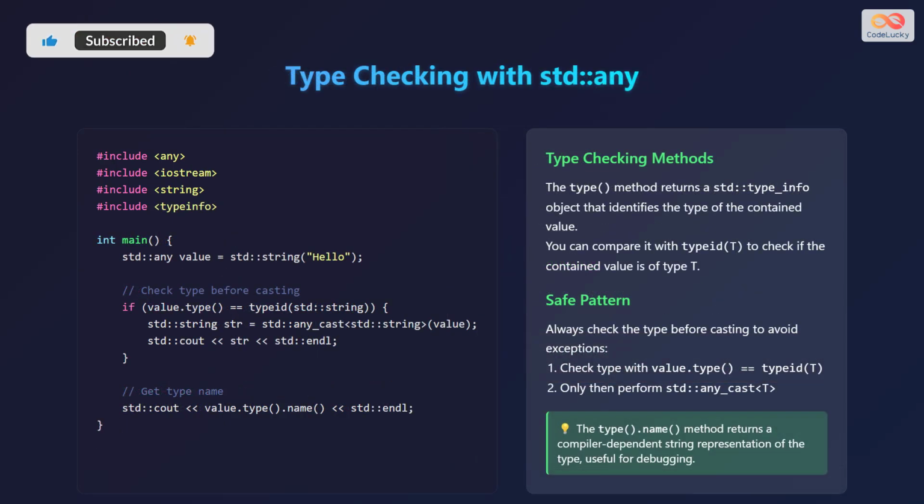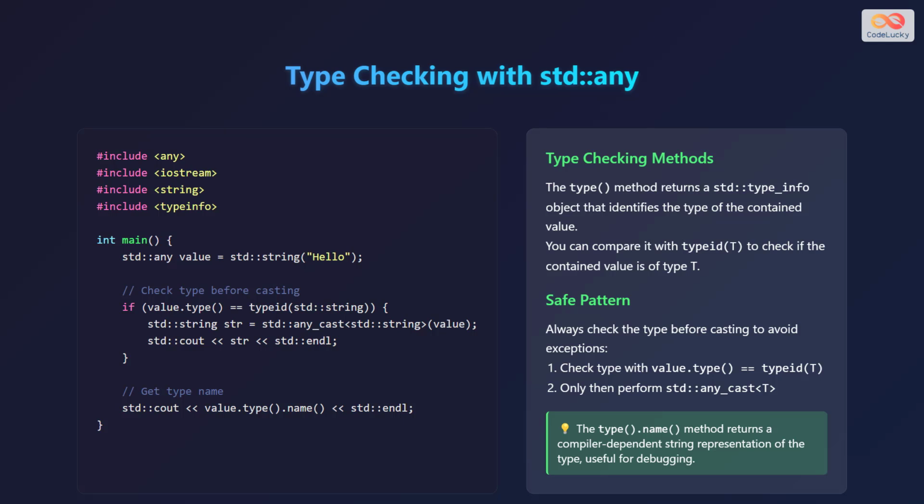Type checking with std::any. This example demonstrates how to check the type of a value stored in a std::any object before attempting to cast it. We include the any, iostream, string, and typeinfo headers. We create a std::any object named value and initialize it with the string hello. Before casting the value, we check its type using the type method. If the type matches std::string, we safely cast the value to a std::string and print it to the console. We can also get the type name using the type().name method, which returns a compiler-dependent string representation of the type.